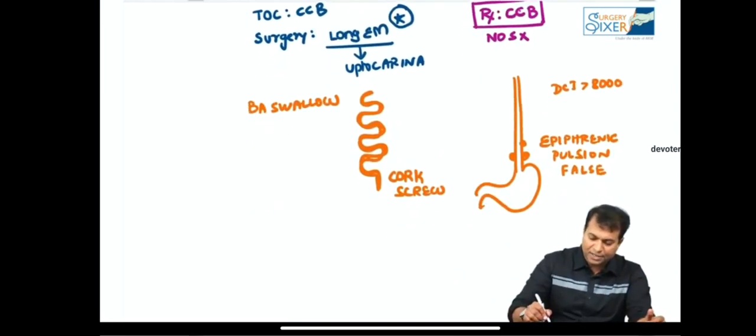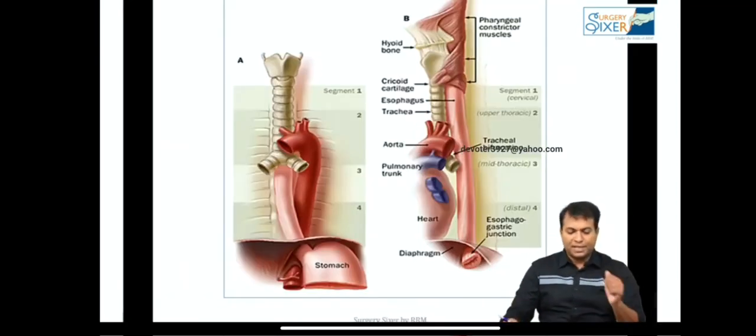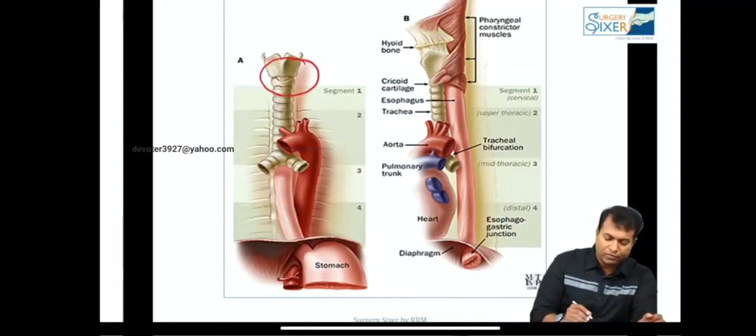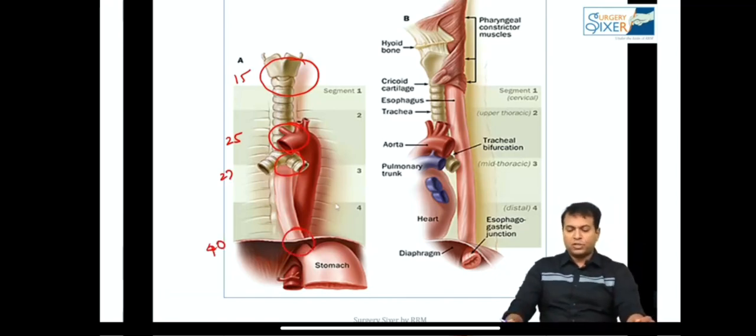So I hope you understood the motility disorders. Let me show you the images of all the points we just discussed. Okay, so please understand the images. The natural constrictions in the esophagus are at 15 centimeters, 25 centimeters at the arch of aorta, 27 centimeters at the left bronchus, and 40 centimeters at the OG junction. Please don't forget this anatomy.